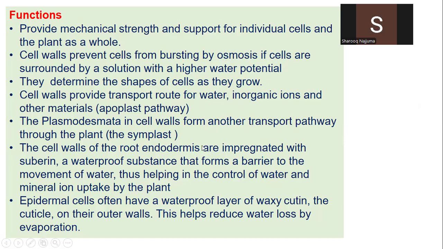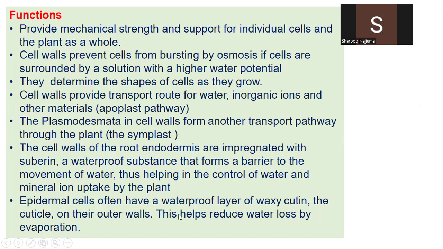Now, these other uses, you'll learn about them in other chapters. This one will be in chapter 7, where you learn about transport in plants. You learn about the endodermis. The cells in the endodermis have a waterproof substance that prevents water from passing through the apoplast. You'll be able to relate when we reach that topic.